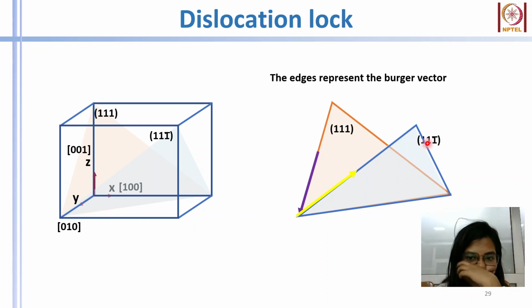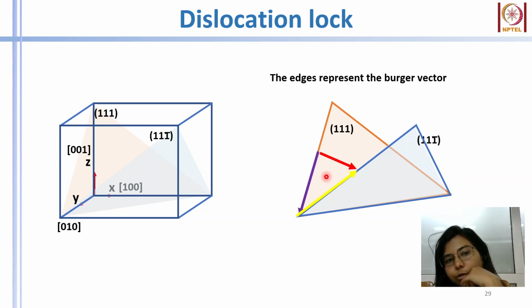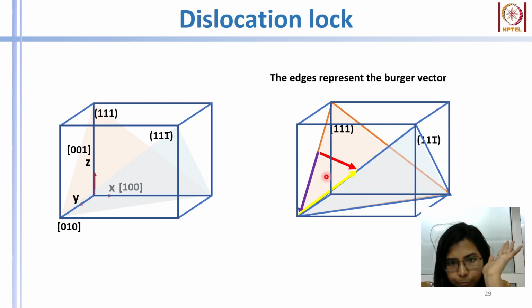And for this 111 plane, if I take these two sets of Burgers vectors, then what will be my net result? It will be something like this, right? So what is this direction actually? If we place the cube, this is nothing but this 110 direction which is lying on this face.